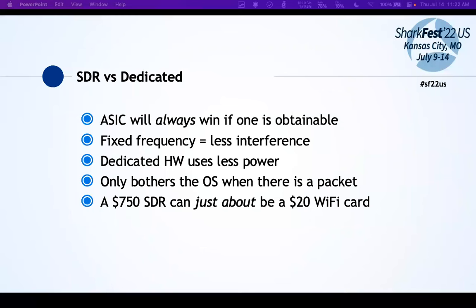So, where it breaks down, if you can use the real device, the $750 SDR can just about be a $20 Wi-Fi USB card. On the other hand, you can do things with the SDR that you could never do with the Wi-Fi card. So it's worth looking at the hardware.